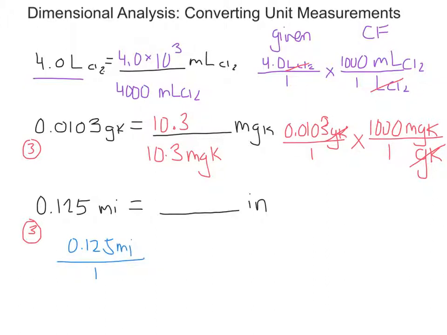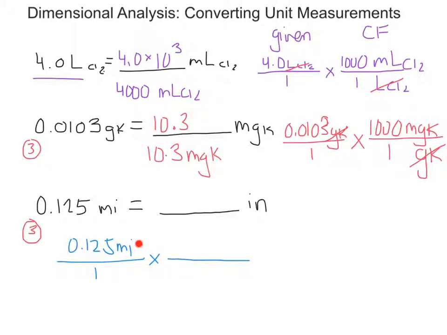And we can't really go straight from miles to inches. At least I can't. I don't know exactly how many inches are in a mile, and if I don't know that conversion factor, I can't use it. But I do know how many feet are in a mile, and I do know how many inches are in a foot. So I'm going to use that to get my final answer. Everything that we're multiplying by is going to be equal on the top and the bottom.